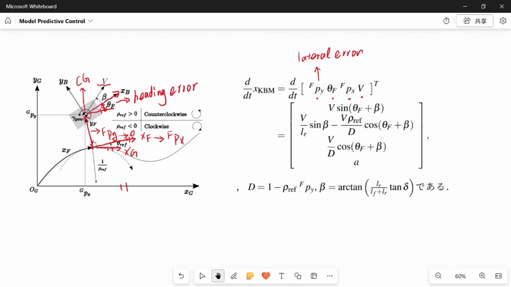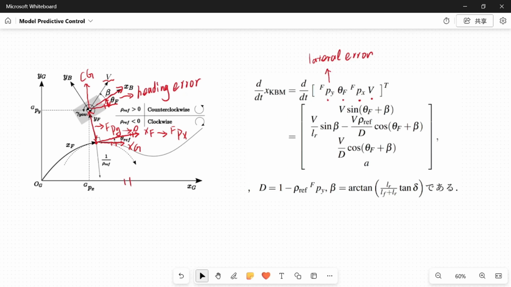Why include V as a state? This V acts as an amplifier for the rate of change of the lateral and heading errors. After understanding the state space parameters, we take their derivatives to establish the kinematic equations in the FS coordinate system. Here is the final result. First is FPY dot. Let me open a new chart.